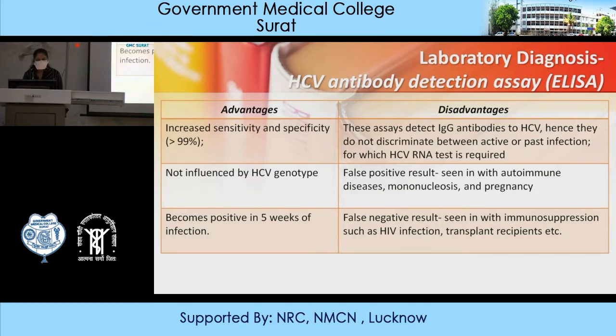What are the disadvantages? This assay detects IgG antibodies to HCV, hence it does not discriminate between active or past infection, for which HCV RNA test is required. False positive results are seen with autoimmune diseases, mononucleosis and pregnancy, and false negative results are seen with immunosuppression such as HIV infection, transplant recipients, etc.